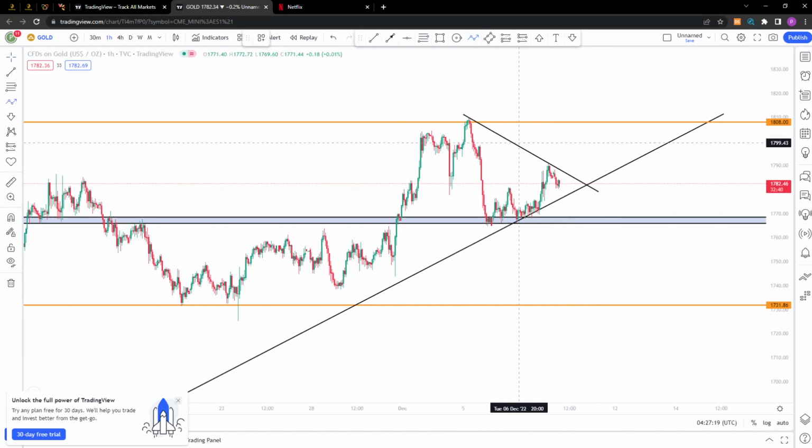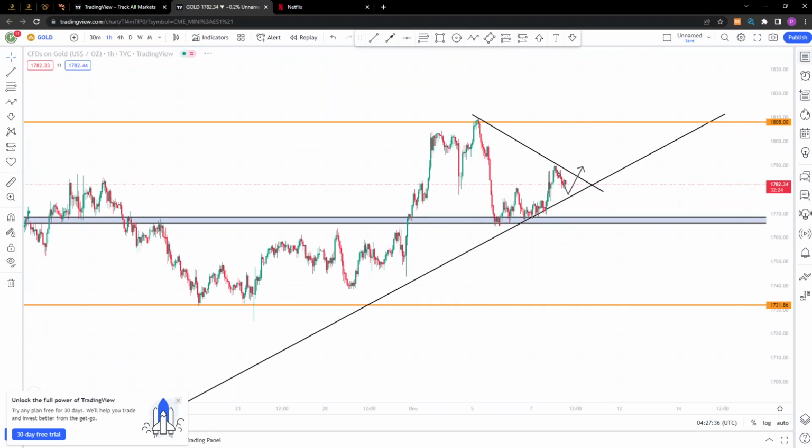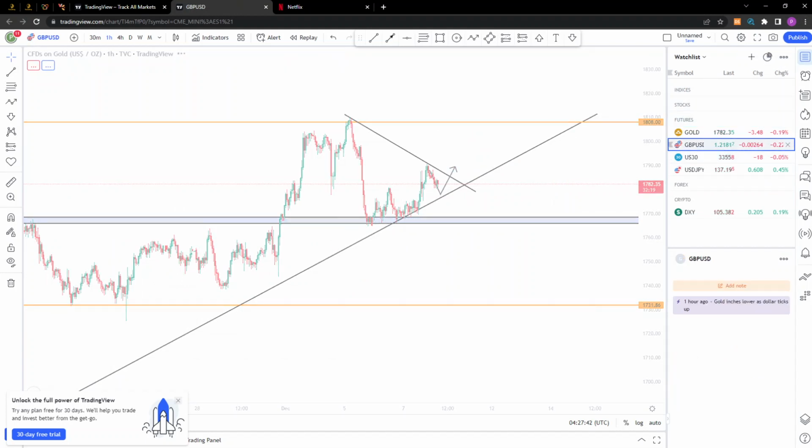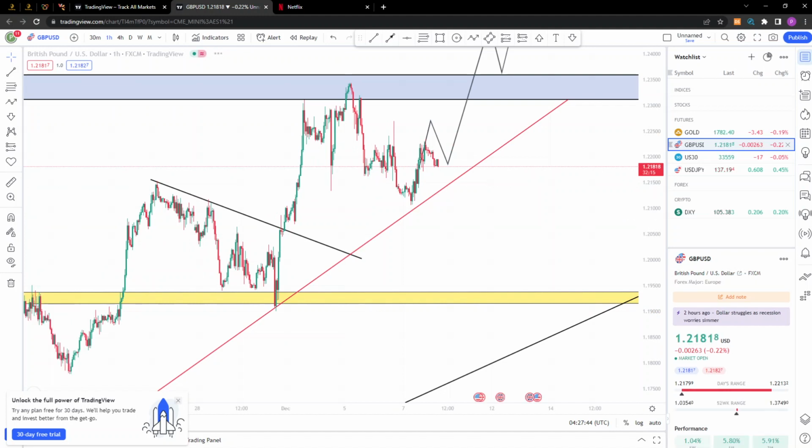Gold might want to push down, test this counter trend line, then finally break. Right? So basically, this is what I feel gold wants to do. Right. Let's go on to GBP USD.